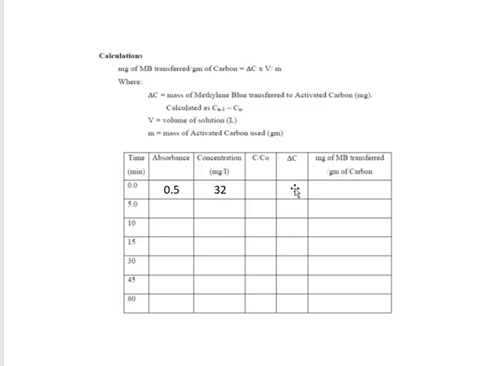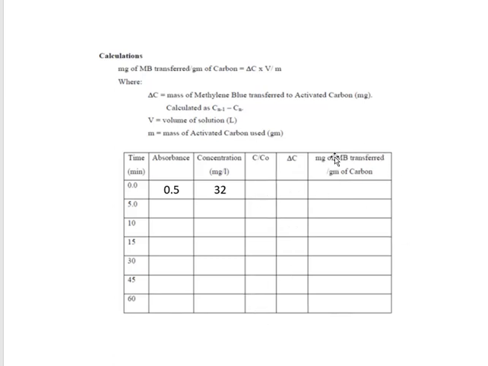The first value will be blank because there is no initial value before it. You will get the second value from here. How? This 32 minus, for example, 30, so you will get this here. Again for the next value, this value minus this value, you will get this value. In this way you will get delta C. So you will get this column and this column.